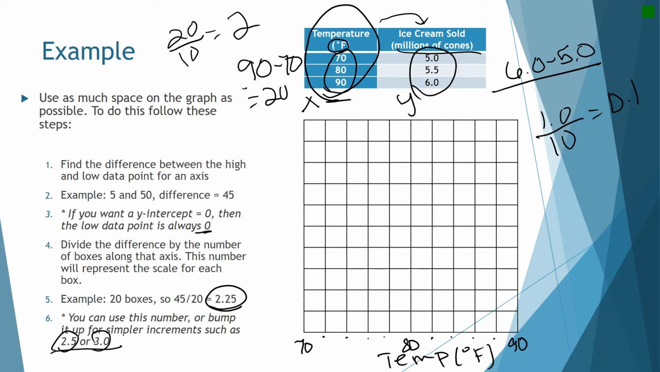Okay, so now I'm going to do the side ones. I'm going to start at 5.0, and I'm going to do every 0.5. So it's 0.1, 0.2, 0.3, 0.4, 0.5. So this is 5.5, 0.1 or 0.6, 0.7, 0.8, 0.9, and then this would be 6.0. And now I'm going to label it. So this is ice cream sold, and then I'm going to say in millions of cones. Okay, and there you go.